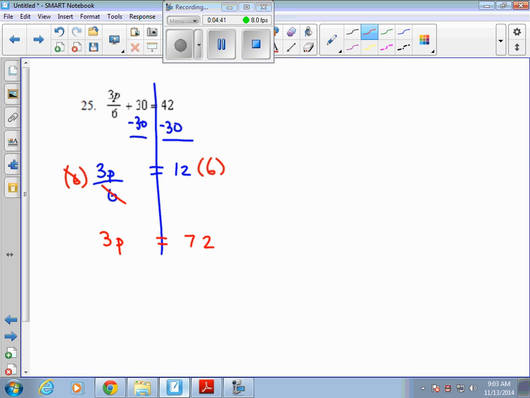72. Last step, undo 3 times p by dividing by 3. If you do it to the left, do it to the right. P, since this cancels out, is equal to 3 goes into the number 7 twice, and there's 12 left over. 3 goes into the number 12 4 times. So p is equal to 24.